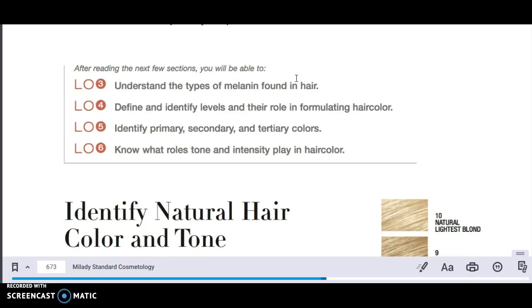This page can be found in your Milady textbook. It is 673.